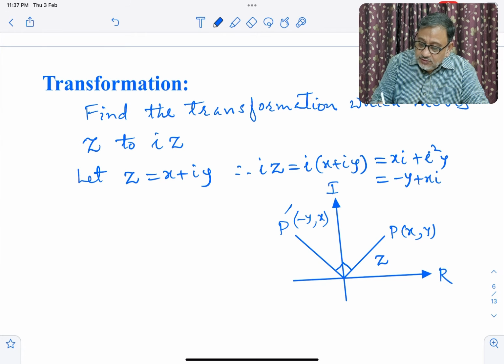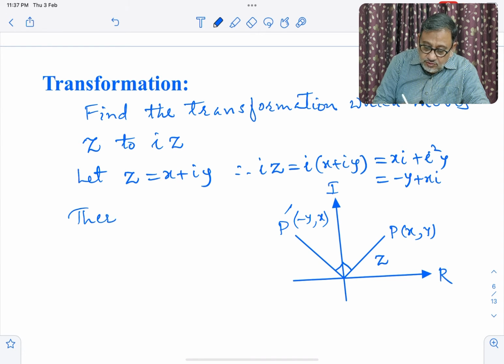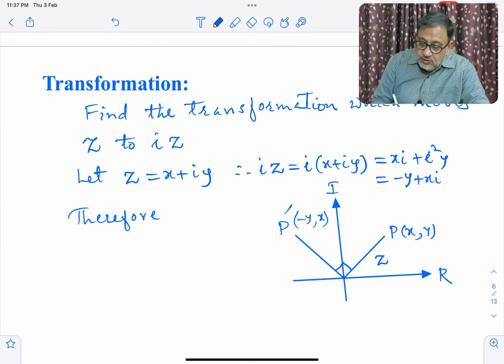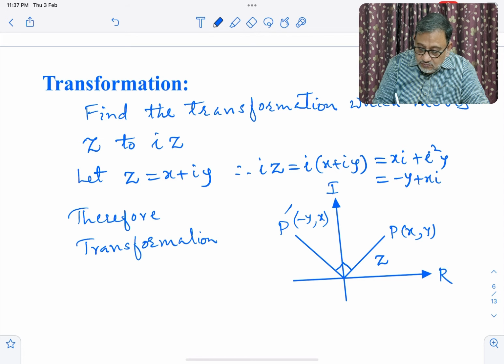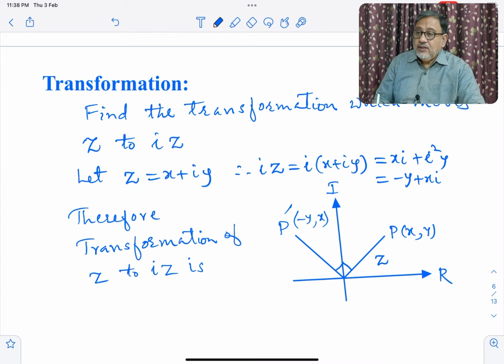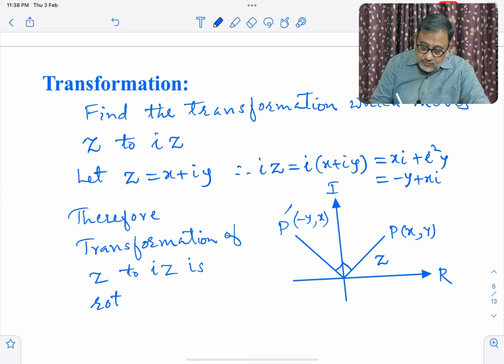Let me draw it here. So therefore the transformation of z to iz is rotation of z by 90 degrees anti-clockwise.